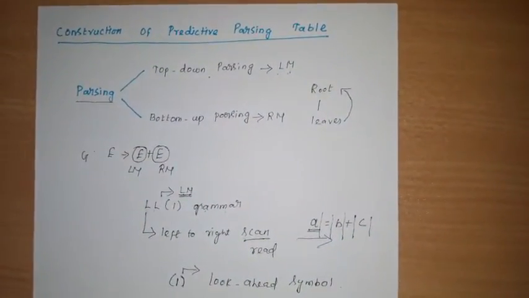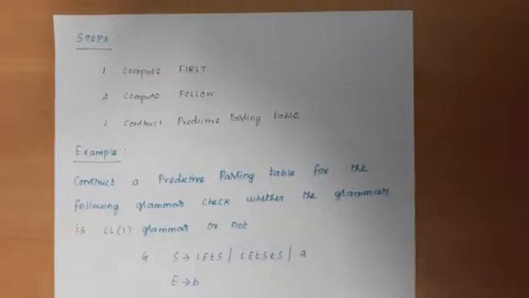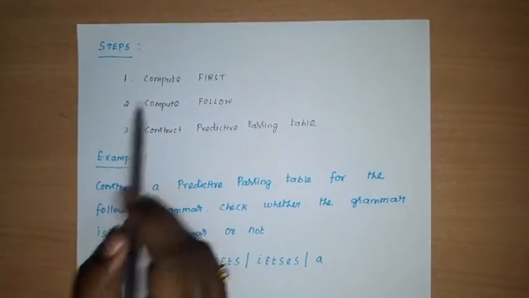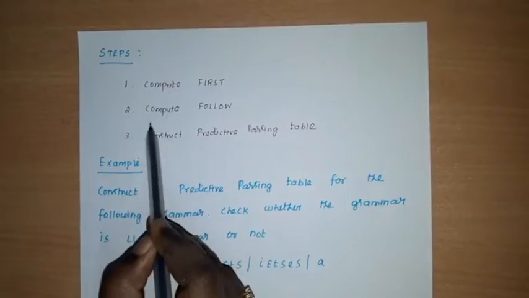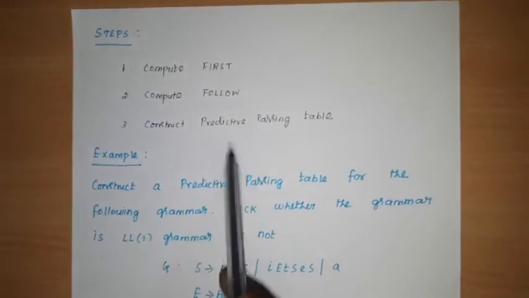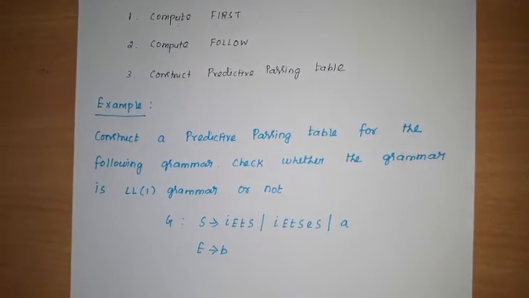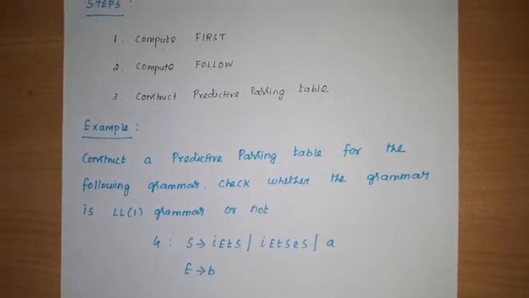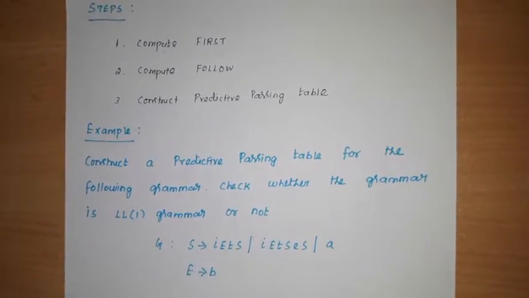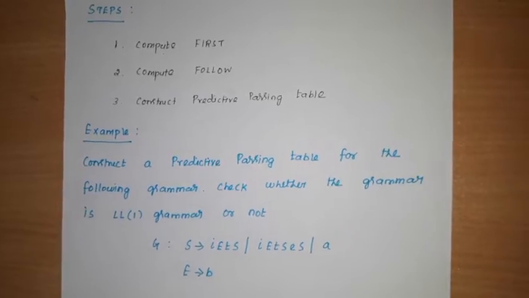Next we are going to see about the steps involved in predictive parsing table. Steps in construction of predictive parsing table. First step is compute first. Second step is compute follow. The last step is construction of predictive parsing table. Before that, we have to eliminate the form of left recursion and left factoring. So first I am going to discuss about left recursion and left factoring.